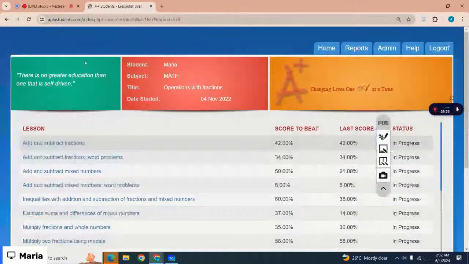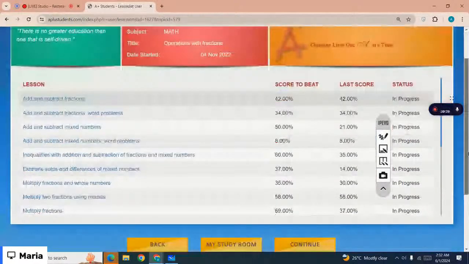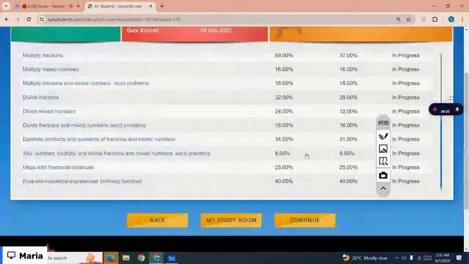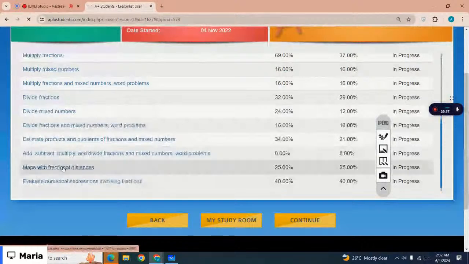And the next lesson is map with fractional distances. Let's just start with the next lesson. We're going to see the distances on the maps that have fractional distances, right?